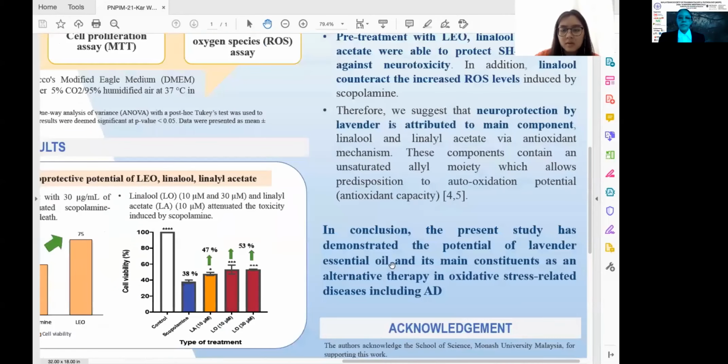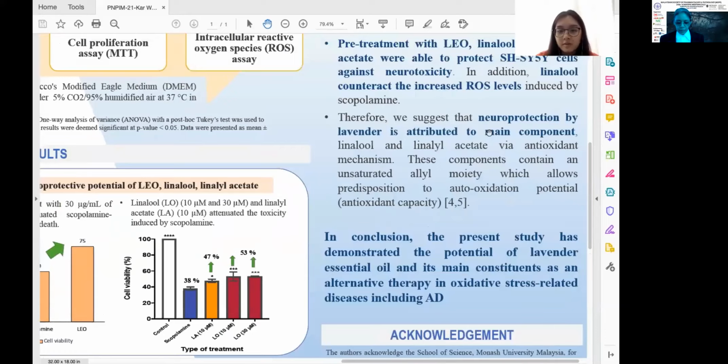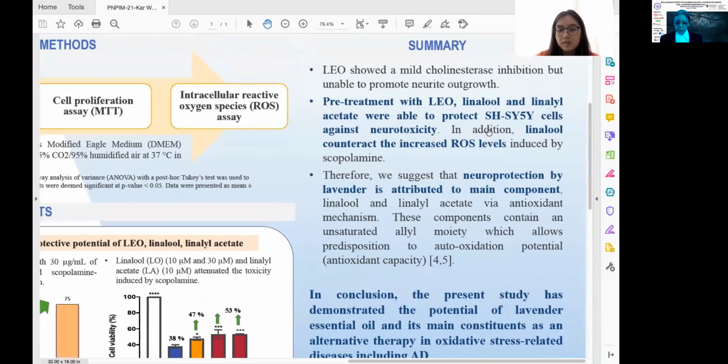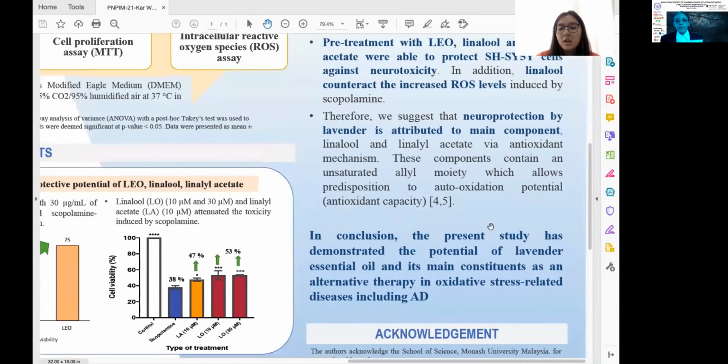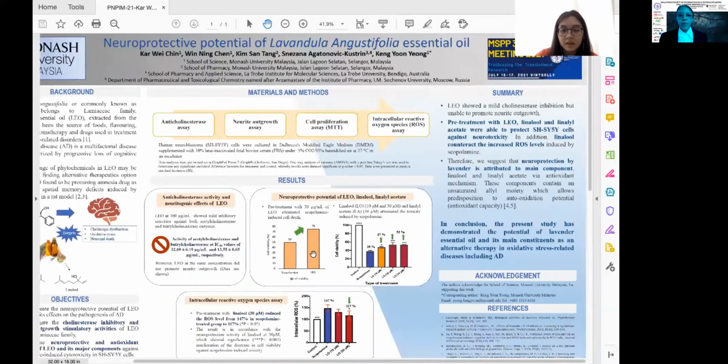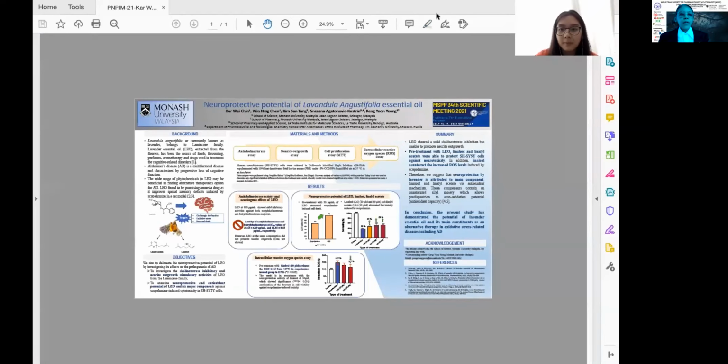Therefore, it's reasonable to assume that the neuroprotective effect exerted by lavender essential oil is attributed to the main components via the antioxidant mechanisms. In conclusion, both lavender essential oil and the 2 major components were able to protect the cells against oxidative stress damages. Future work will focus on the characterization of the beneficial effect of lavender essential oil and the 2 main components, as well as to probe the antioxidant mechanism of the signaling pathway involved. This is my presentation. Thank you very much.